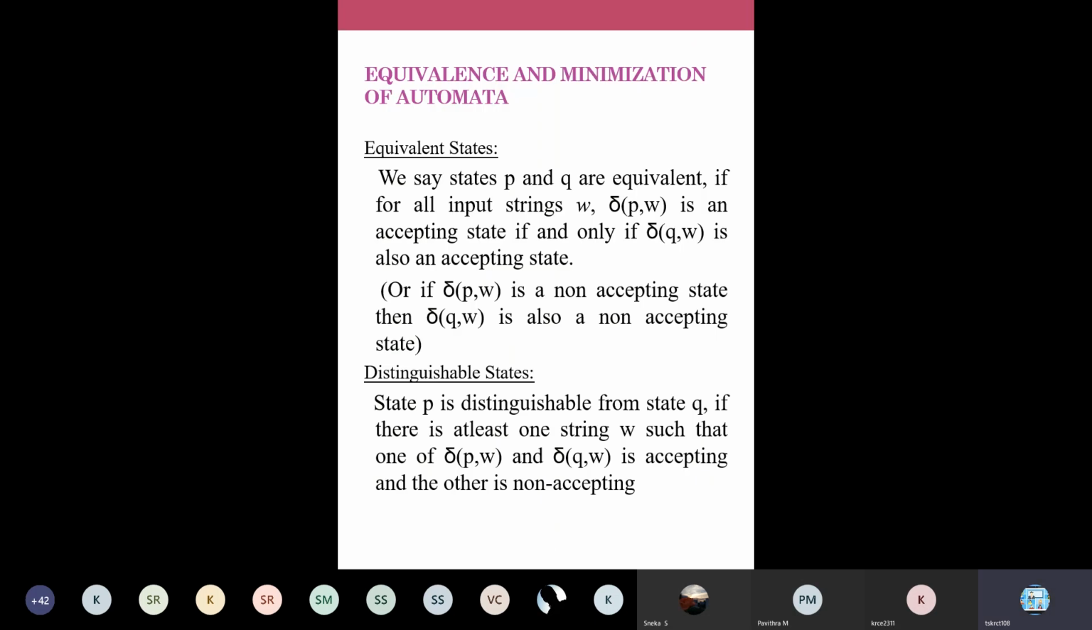So your next topic is equivalence and minimization of automata. This is also a part B question. You will be given an automata, that is, a DFA, and we are going to minimize the DFA. That is our problem here. Once again, remember you are going to find the minimized DFA.